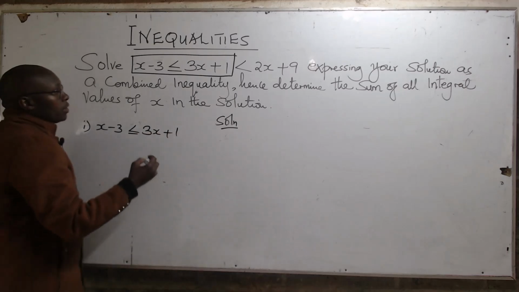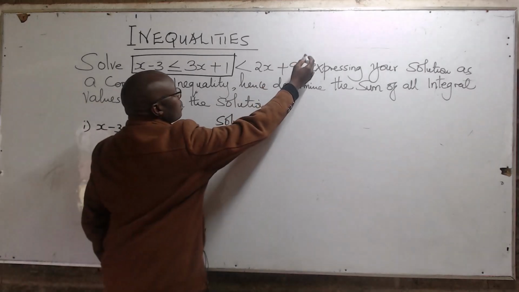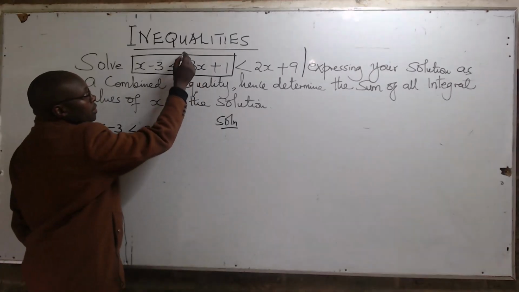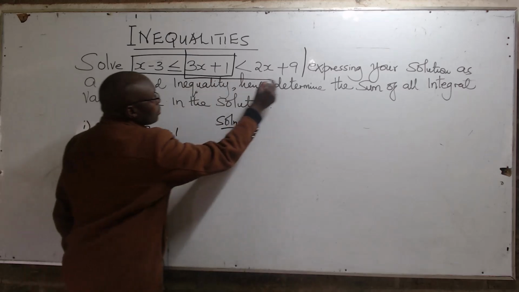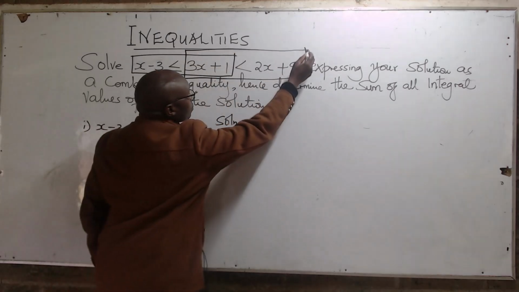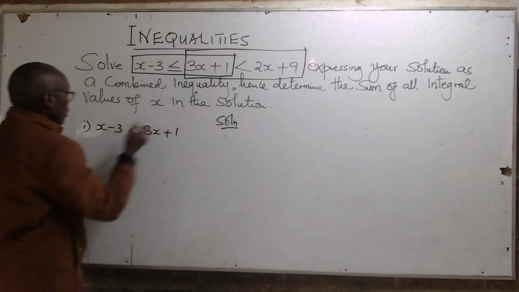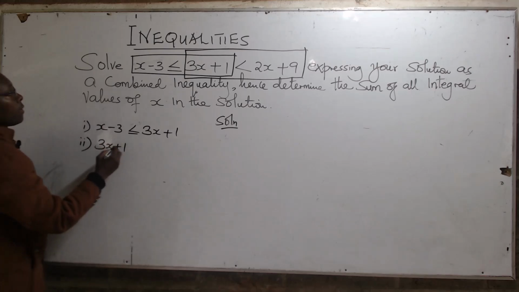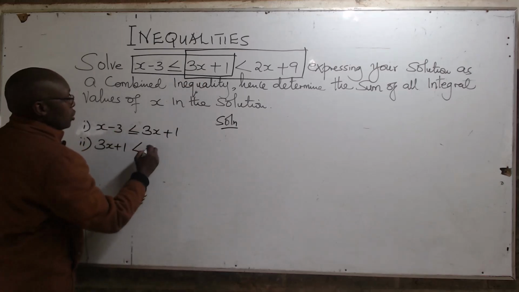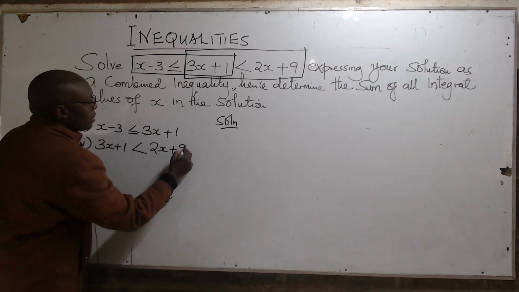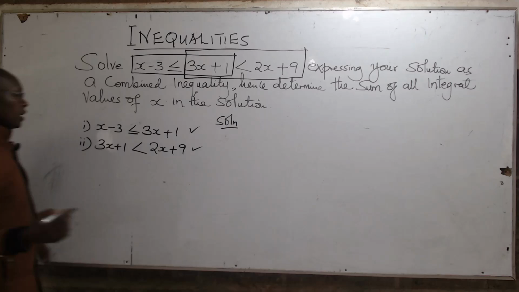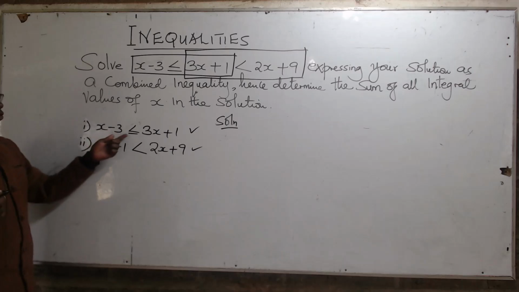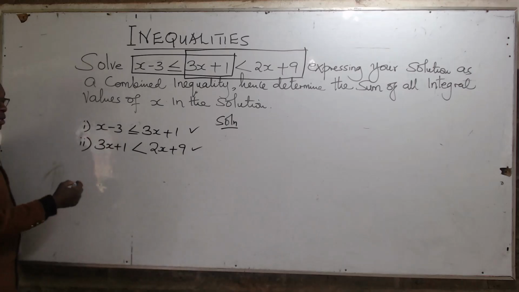Then the next one, we go from this end up to where the other inequality sign begins, so up to this point. We extract these. So 3x plus 1 is less than 2x plus 9. These are the two inequalities that you extract. Now, let's solve them to get the value of x, just the same way we solve a simple equation.